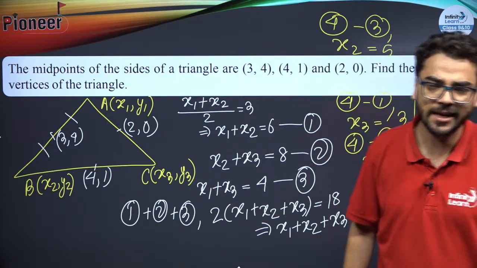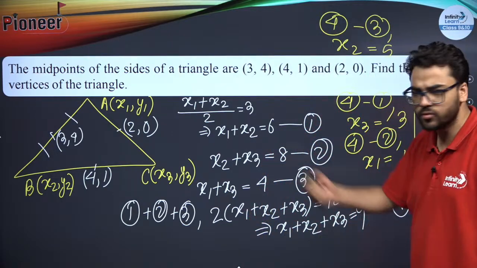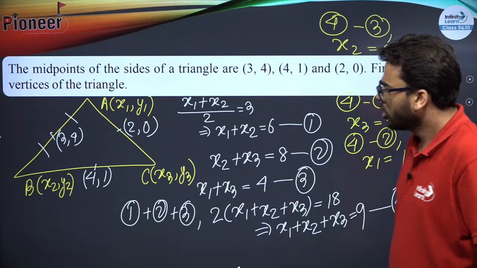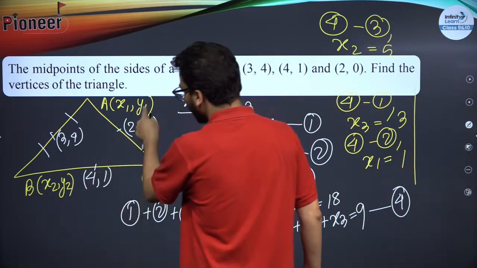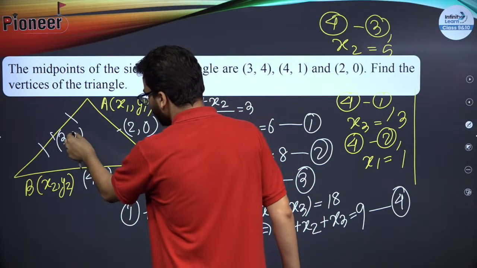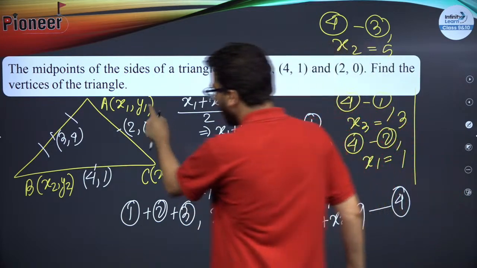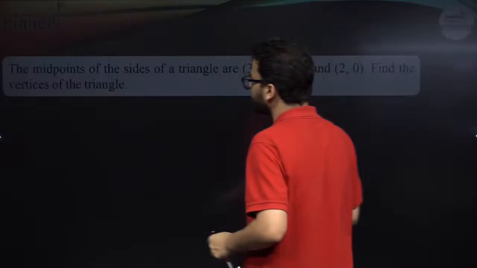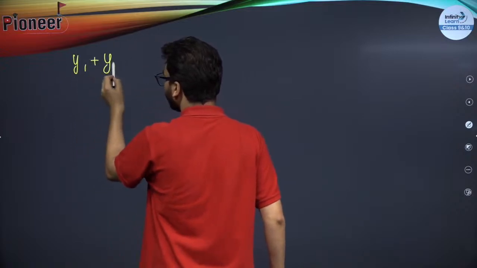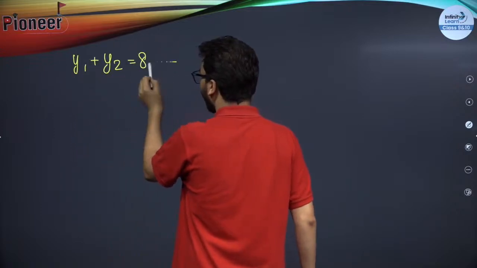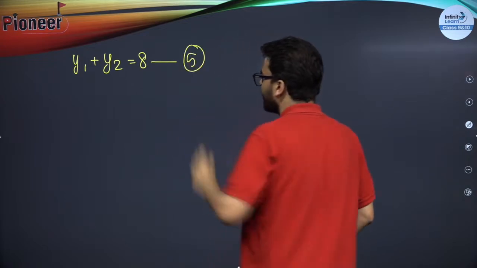I hope this thing is clear. In the same manner we can find the y coordinates as well. So let us do that on the next slide, guys. If we use the midpoint formula over here, can we not say that y1 plus y2 is equal to 4 2s are 8, like we have done over here? It's very simple. y1 plus y2 is 4 2s are 8. So let's write it over here, guys. y1 plus y2 is equal to 8, and this is the 5th equation, right?